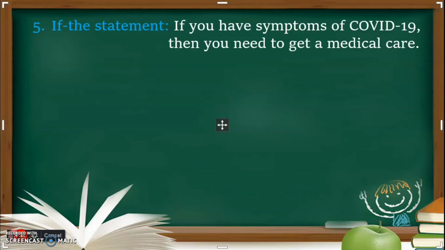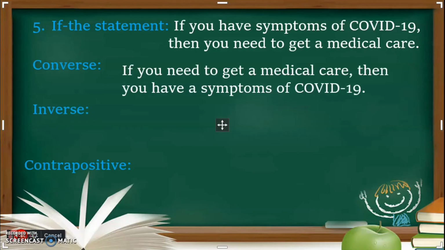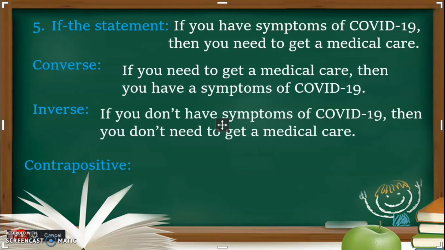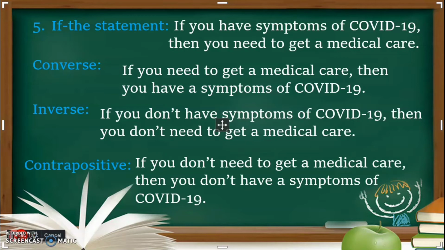The last one, number 5, if you have symptoms of COVID-19, then you need to get a medical care. Converse. If you need to get a medical care, then you have symptoms of COVID-19. Inverse. If you don't have symptoms of COVID-19, then you don't need to get a medical care. Contrapositive, if you don't need to get the medical care, then you don't have symptoms of COVID-19.